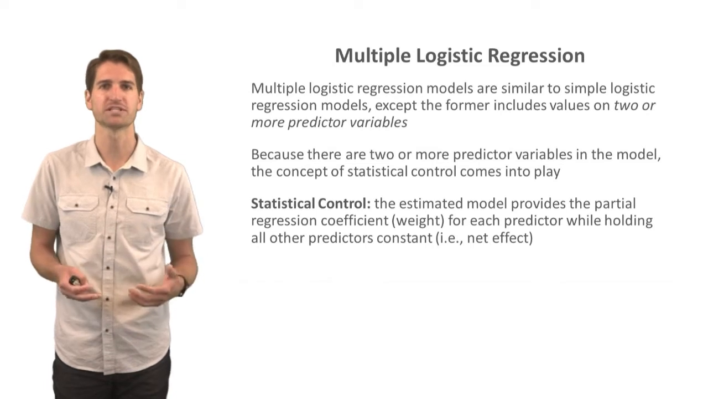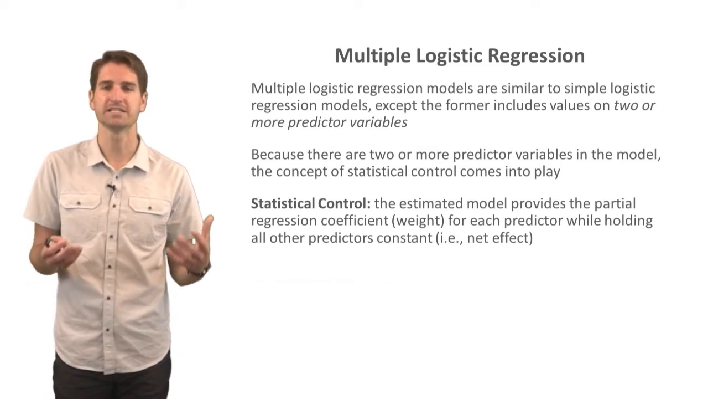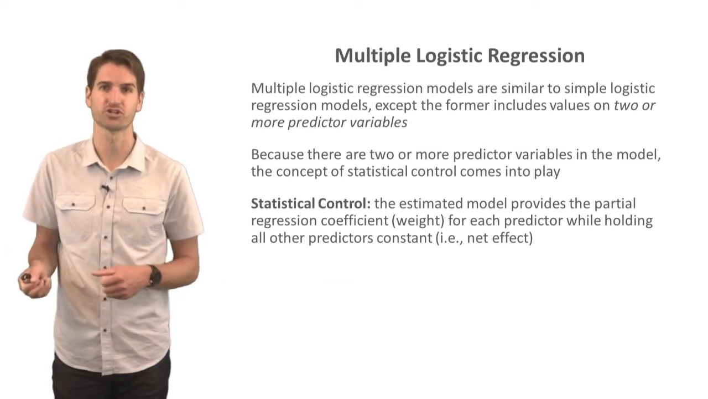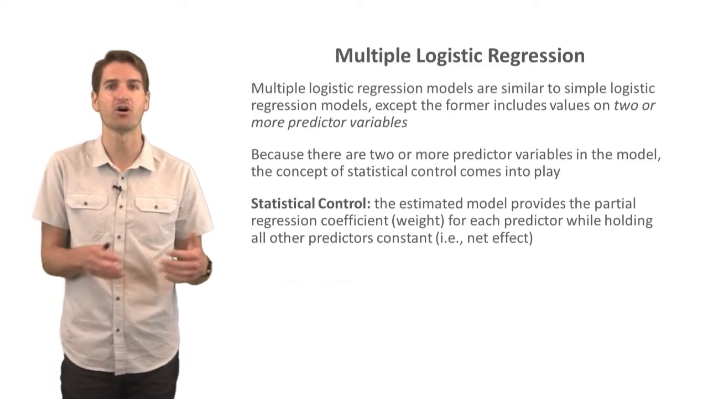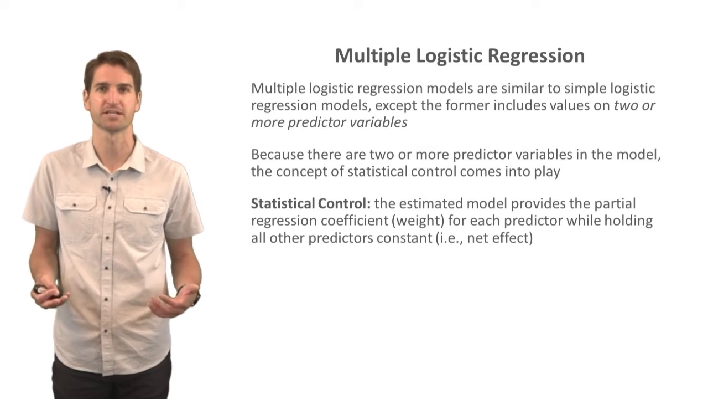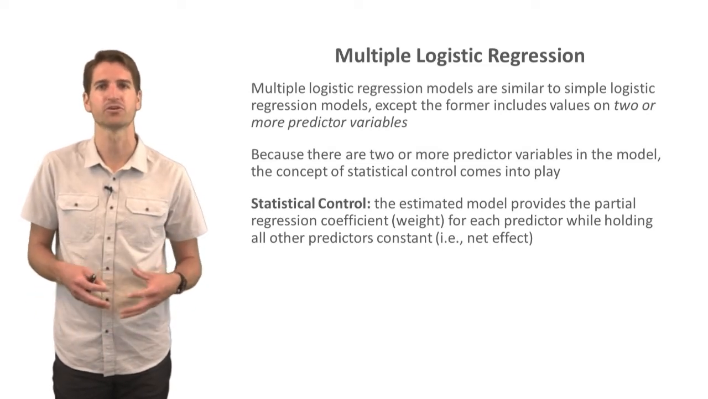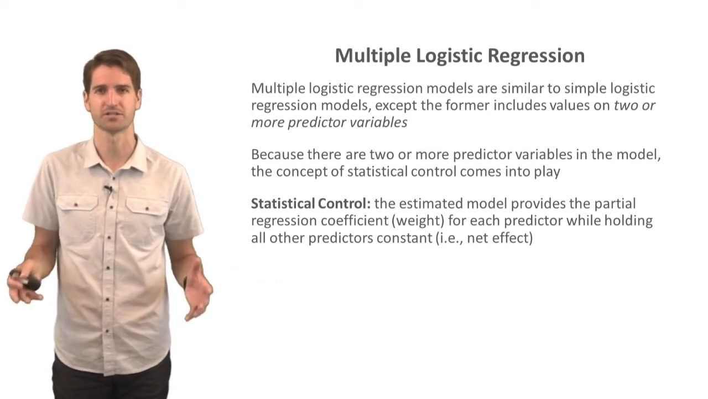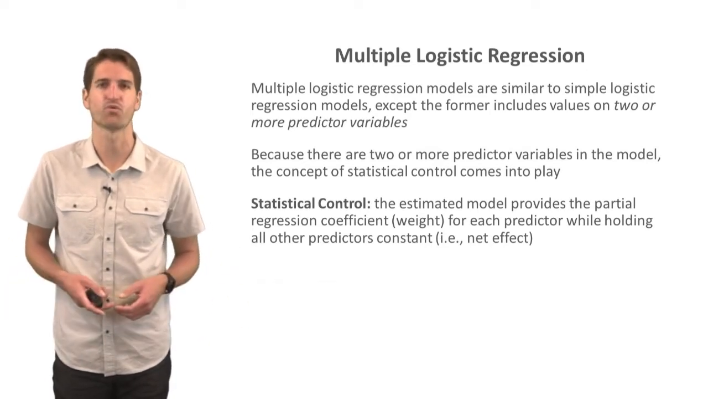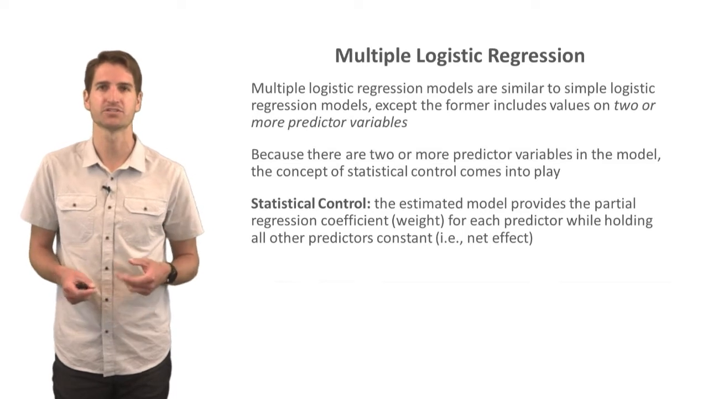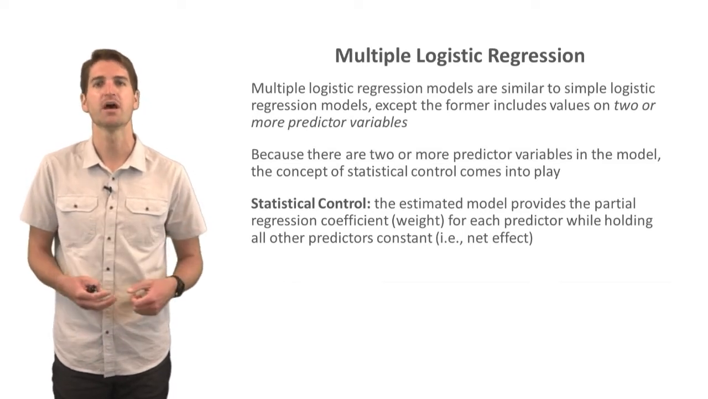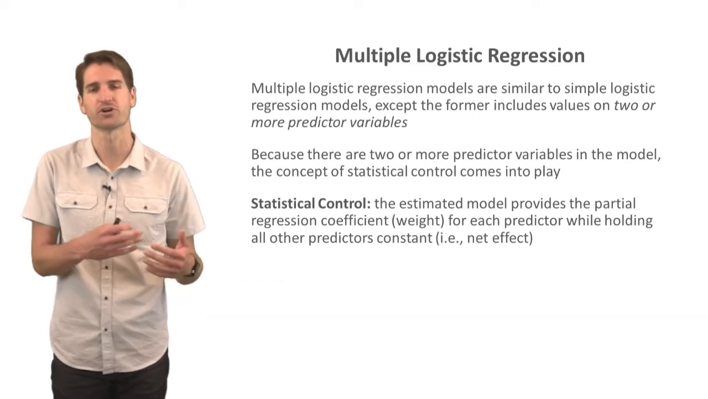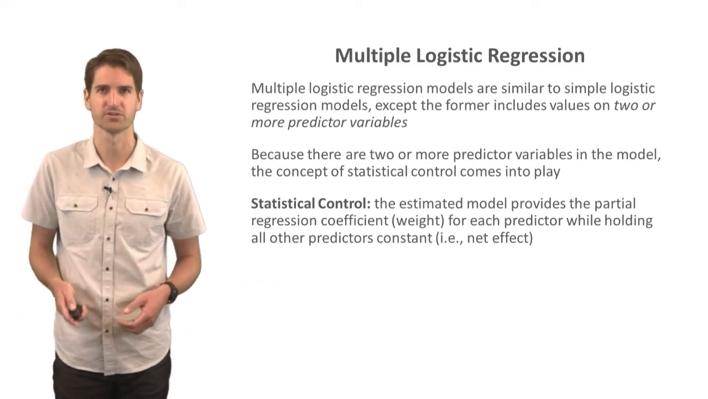And if you recall, statistical control is the idea that in the estimated model, we're providing the partial regression coefficients for each predictor while holding all other predictor variables in that model constant. In other words, you can think of this as looking at the net effect of one predictor while holding the others constant, or controlling statistically for the others. And that's something we need to consider when it comes to the interpretation of those regression coefficients in a multiple logistic regression model where there are 2 or more predictor variables.